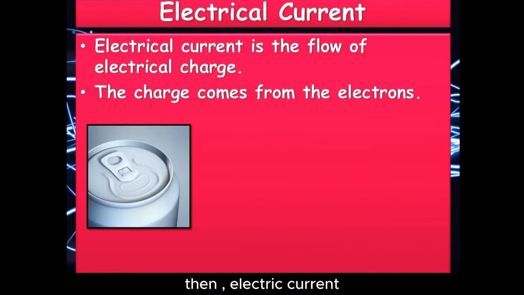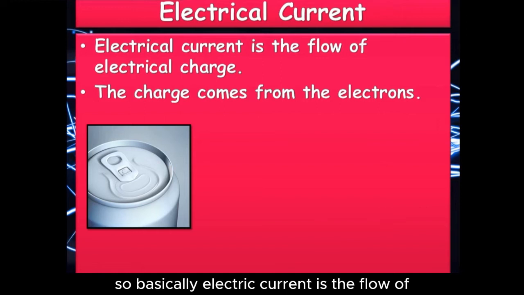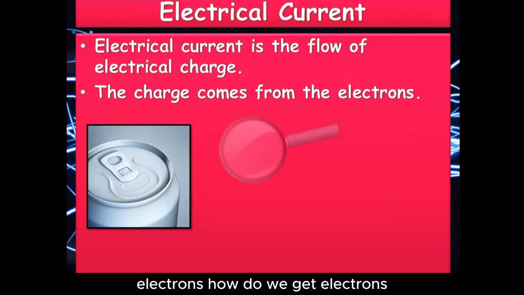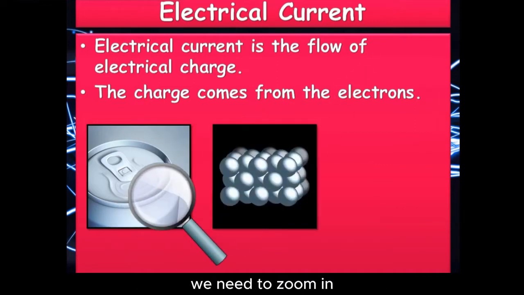Then electric current. Basically, electric current is the flow of electrical charge, or the rate of flow of electric charge. That charge actually comes from electrons. And how do we get electrons? We have to zoom in into the structure of a metal.